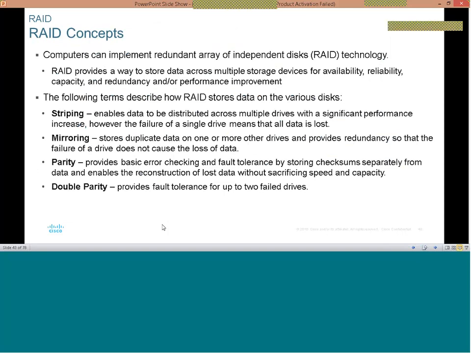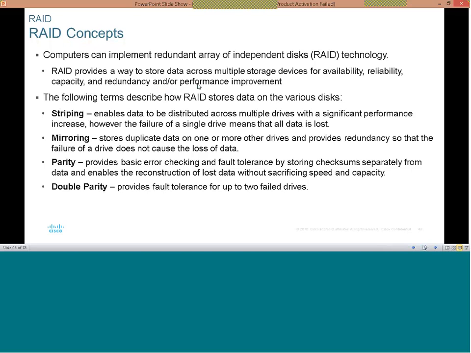We're looking at the RAID concept. Looking at the RAID concept, you might ask, what is a RAID? A RAID is redundant array of independent disks technology. So RAID provides a way to store data across multiple storage devices for availability, reliability, capacity, redundancy, and performance improvement.